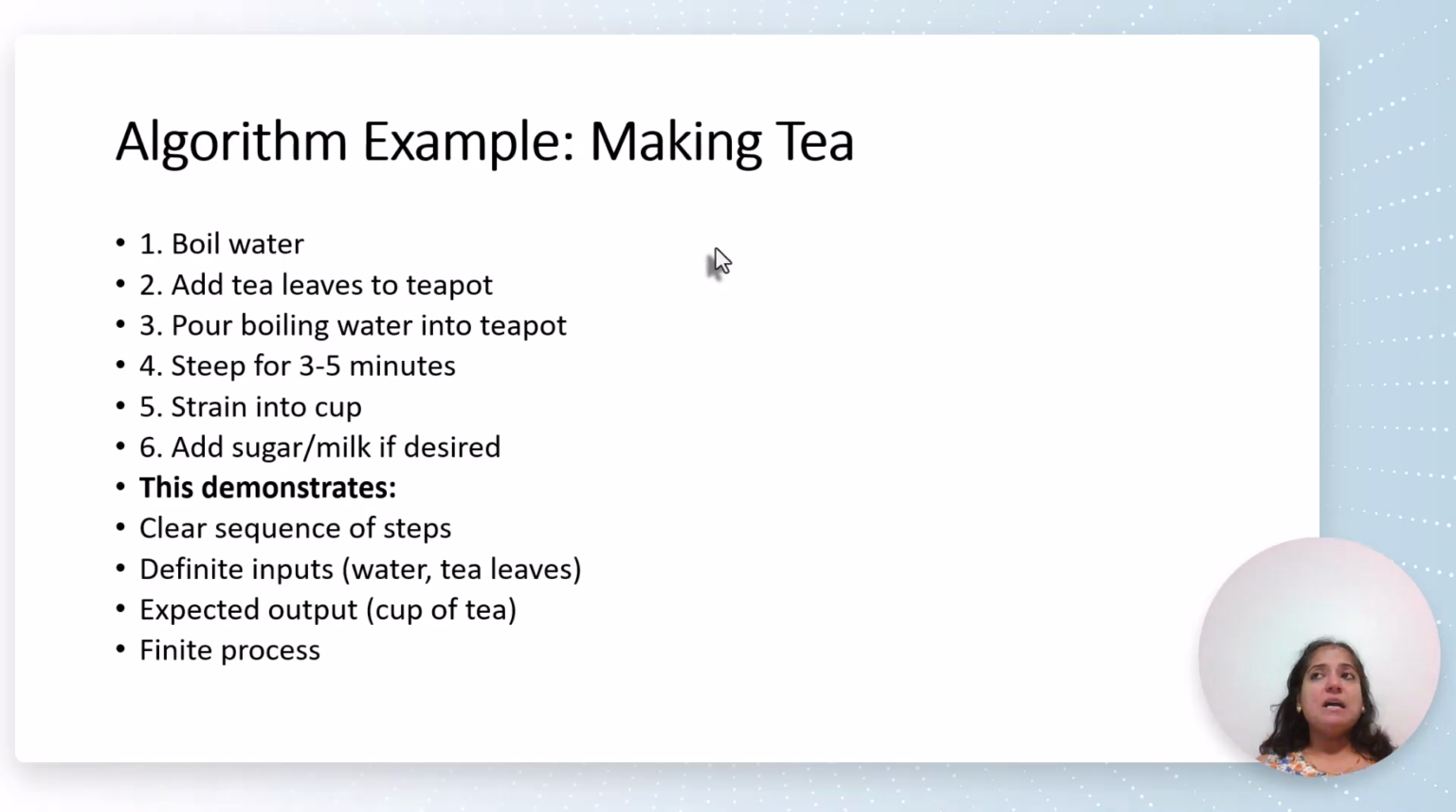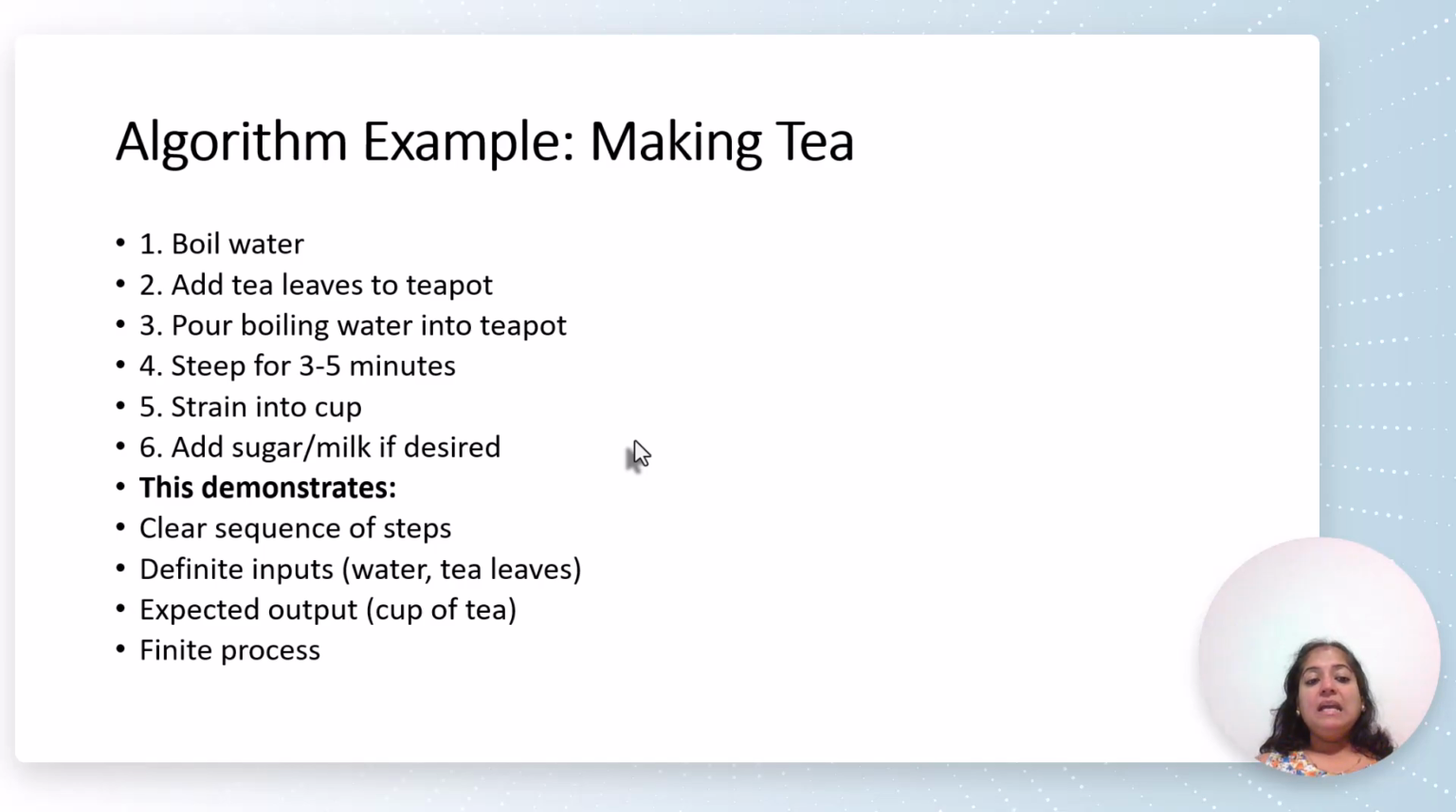So just for example, if we go towards a very basic example of making tea. If I ask you what steps you follow, you will say we boil water, then we add tea leaves to the teapot, then pour boiling water into the teapot, steep for 3 to 5 minutes, strain into a cup, and add sugar and milk if desired. So these are the steps, right? So it has a clear sequence of steps. If someone asks you how to make the tea, you are going to give these steps.